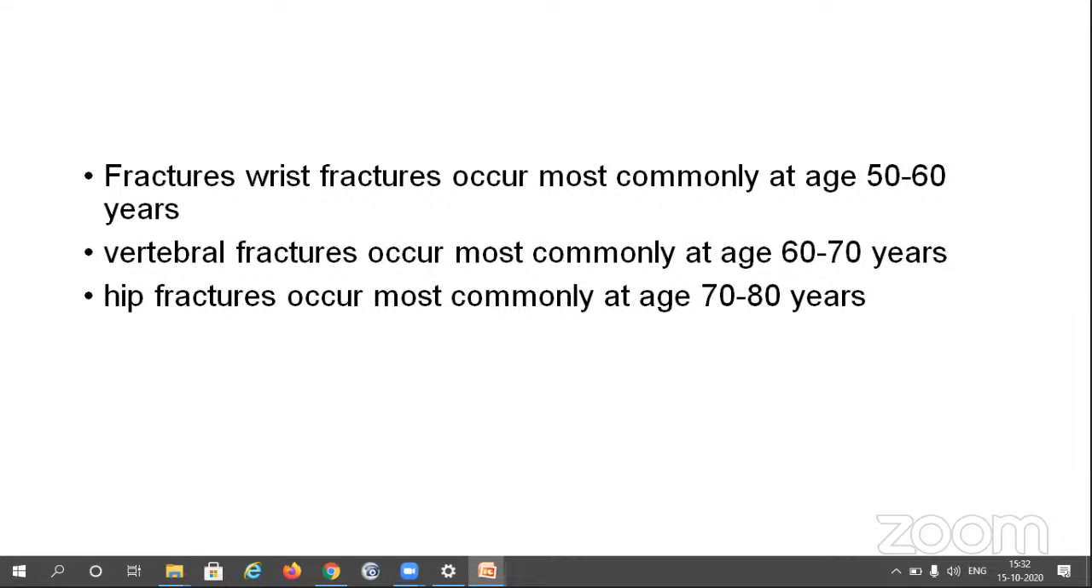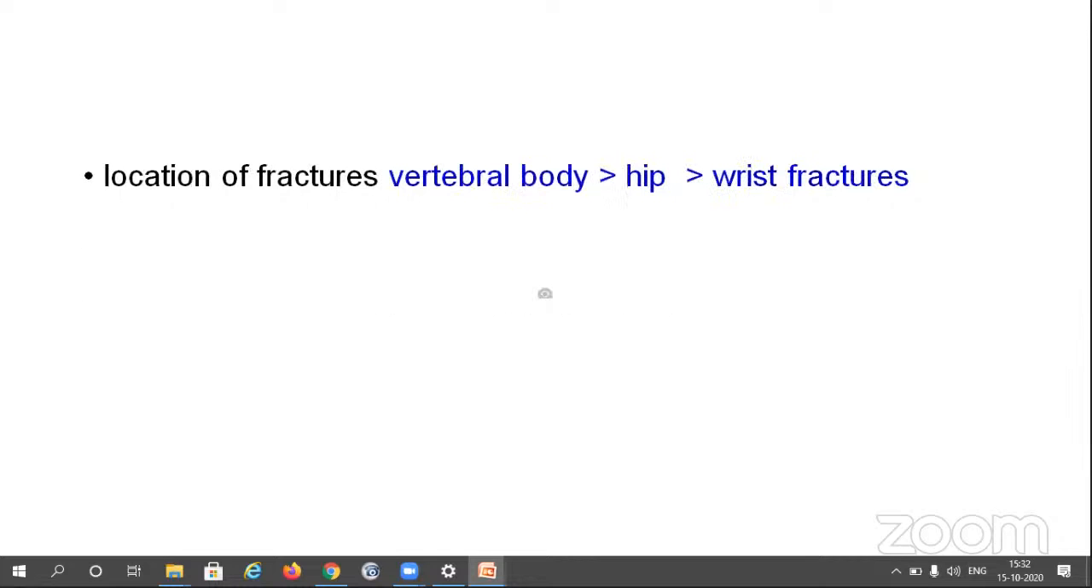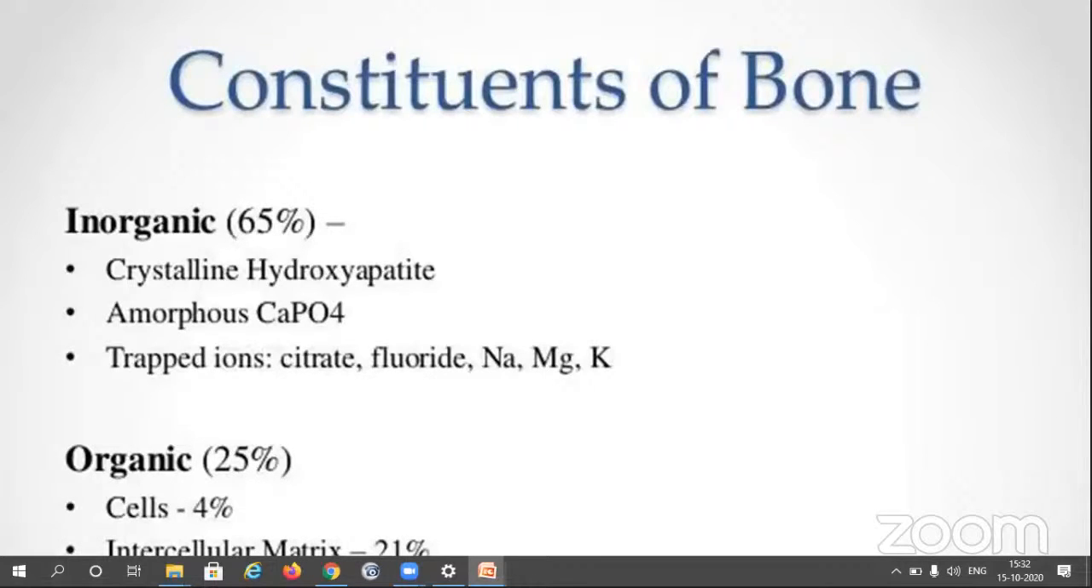Wrist fracture occurs most commonly at the age of 50 to 60 years due to osteoporosis, and vertebral fracture most commonly between the ages of 60 to 70 years, and hip fracture most commonly at the age of 70 to 80 years. But the most common fracture is of the vertebral body, more than the hip and wrist fractures. Mentioning the constituents of the bone, bone contains many inorganic and organic constituents, as I mentioned.